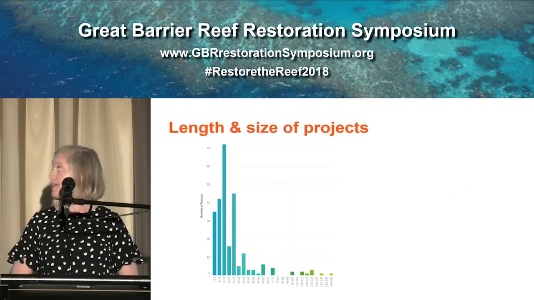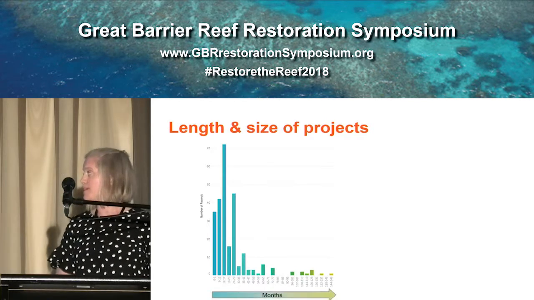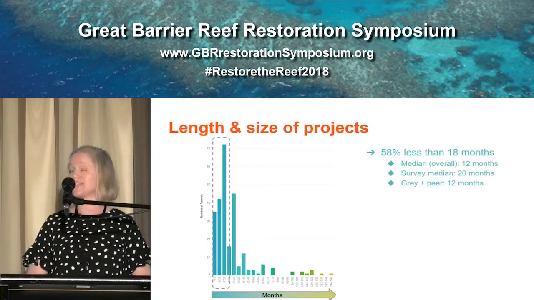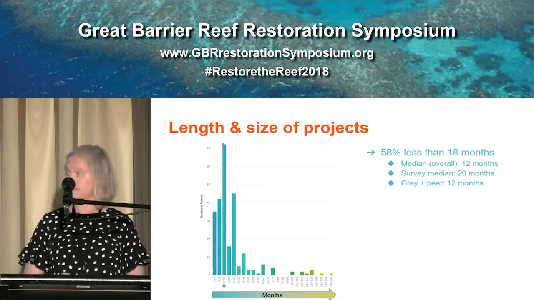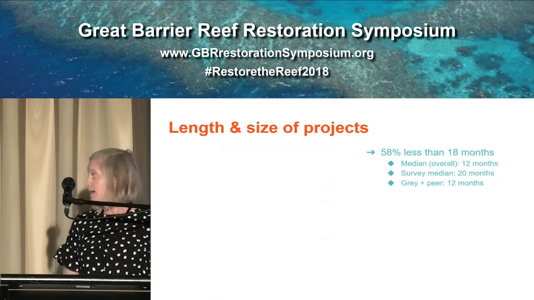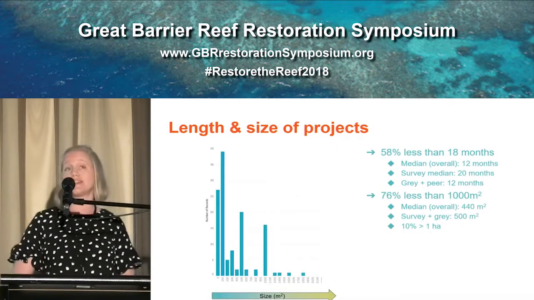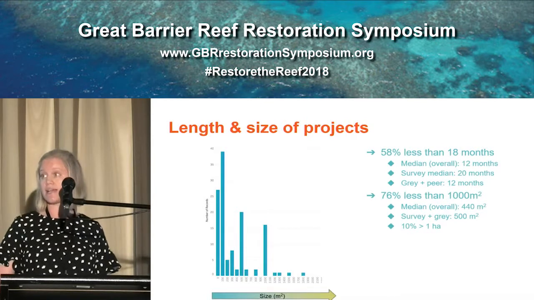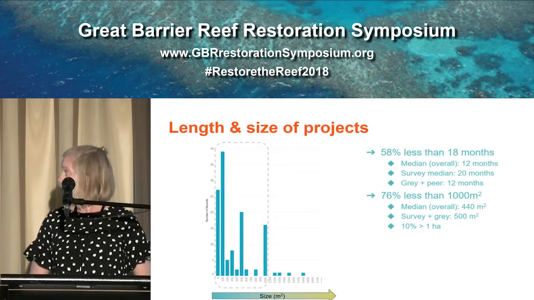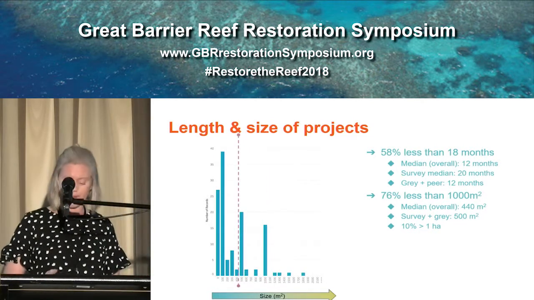Overall, the length and size of projects was short and small. If we start by looking at the length of projects, 58% were less than 18 months long, and the median length of these projects was about a year. If we look at the size of projects, 3/4 of projects were less than 1,000 square meters in size, with 10% of projects larger than 1 hectare. And the median size of these projects was 440 square meters.